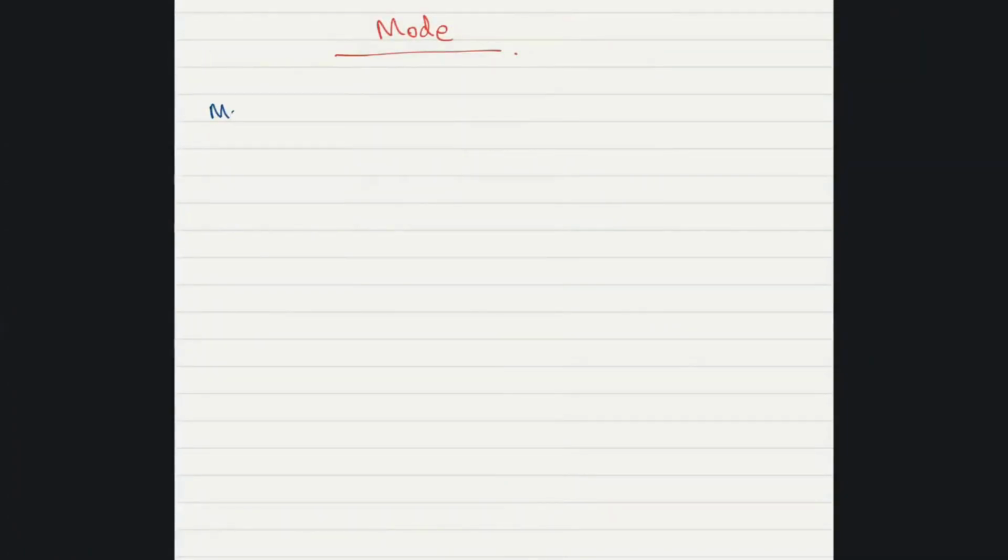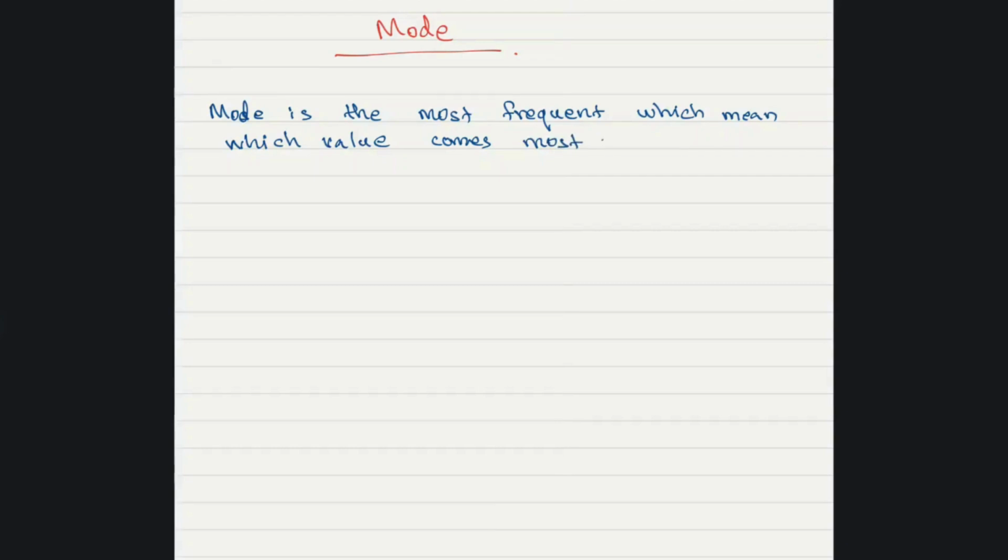The next one is mode. Mode means the most common number, like which number appears most of the time. So in a data set, let's say a value appears many times, like for example 5 times or 6 times or 10 times, whatever. So if a specific value appears more than one time or many times, you can take it as a mode.